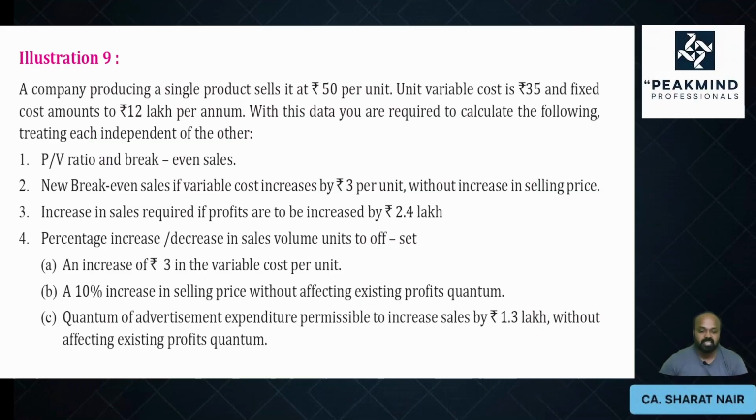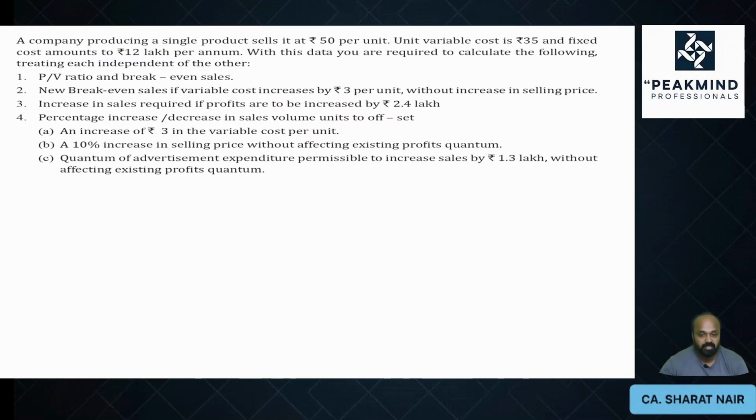And the last part of the question, again they are saying, ensuring the current profit you are earning, and assuming that your sales can be increased by 1,30,000, how much administration expenses can be entertained, and how much increase or decrease in sales quantity can be made. So let's start the discussion about it one by one.